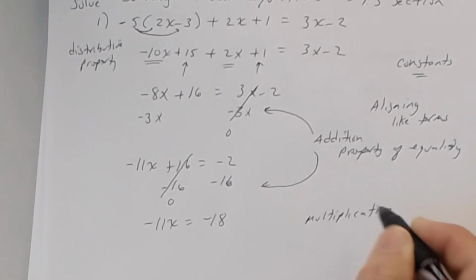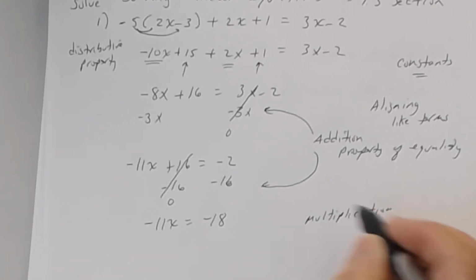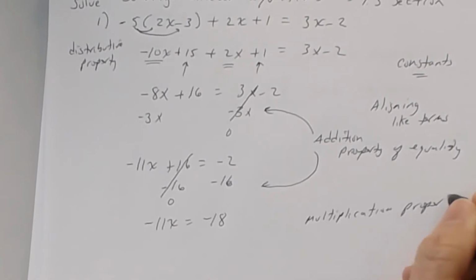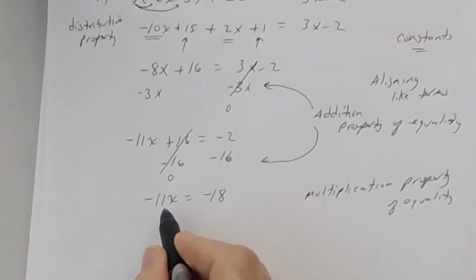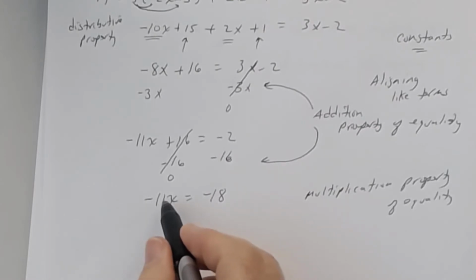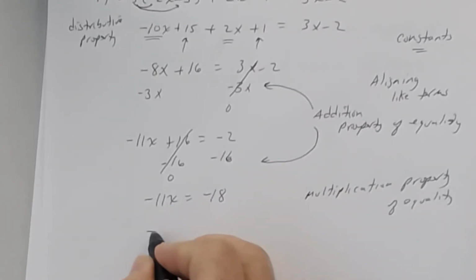And we normally use this last. We use this last. So multiplication property of equality. Right? So if I want to get the variable x by itself, since I'm multiplying by negative 11, I'm going to go ahead and rewrite this over.